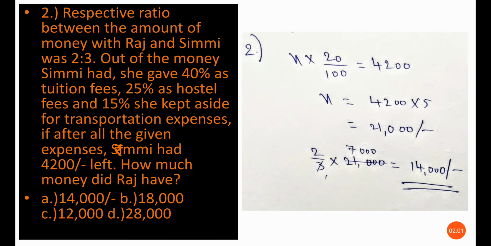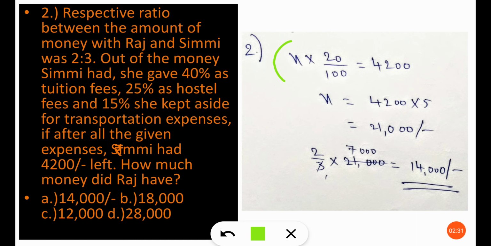Let's move on to the second question. The respective ratio between the amount of money with Raj and Simmi was 2:3. Out of the money Simmi had, she gave 40% as tuition fees, 25% as hostel fees, 15% she kept aside for transportation, and the remaining amount is 4,200 rupees. How much money did Raj have? They have given the data of Simmi and are asking for the data of Raj. So let's move on to the answer.